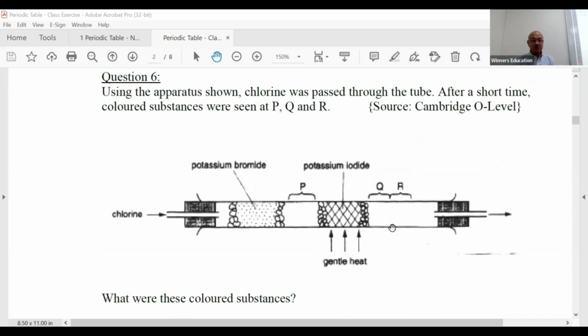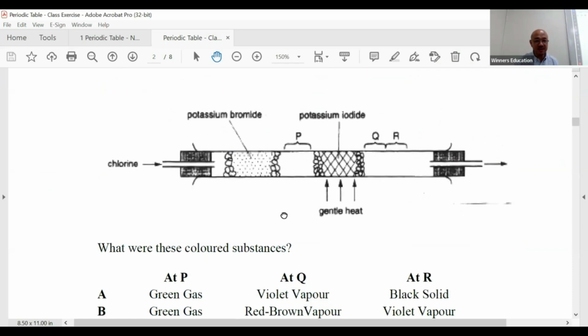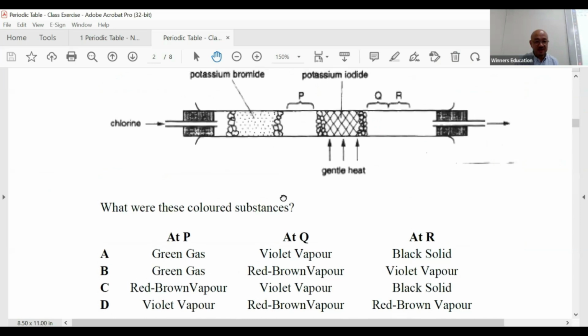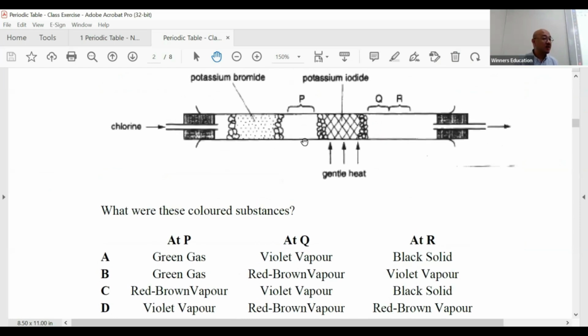Using the apparatus shown, chlorine was passed through the tube. After a short time, colored substances were seen at P, Q, and R. Those that tested this year, because it is very near, right, on the periodic table, get used to it. This question might just come out for your 6 to 8 marks question in your written paper Section B, right? It came out in some schools before. We can easily stretch this to a 10 marks question anyway.